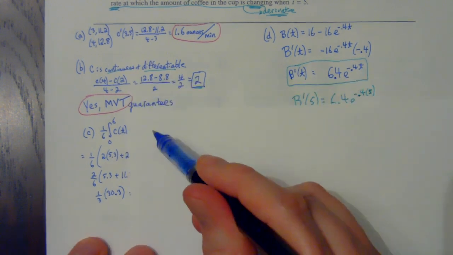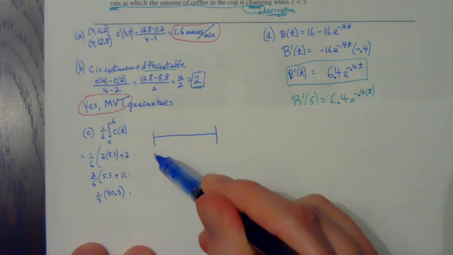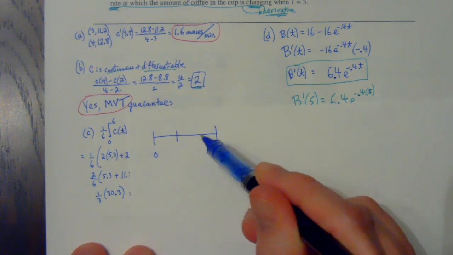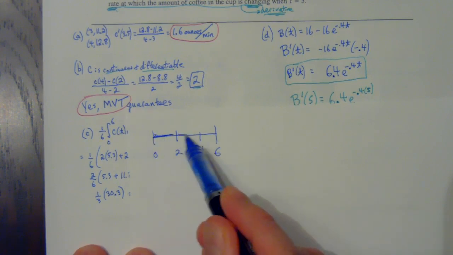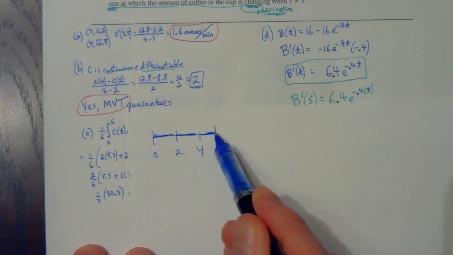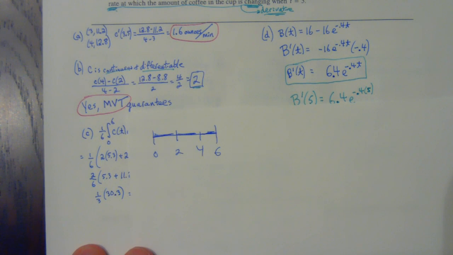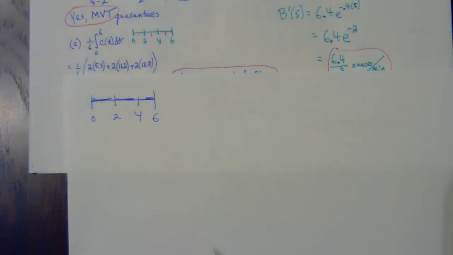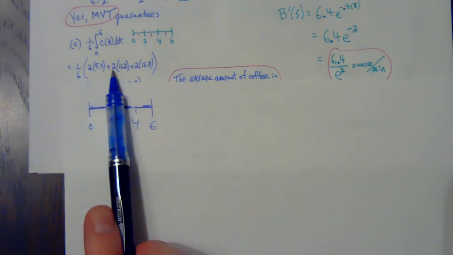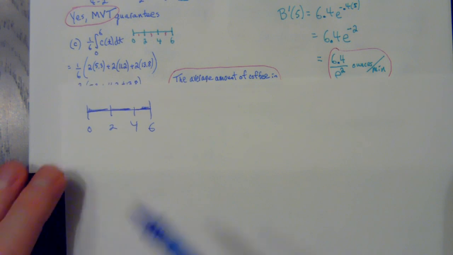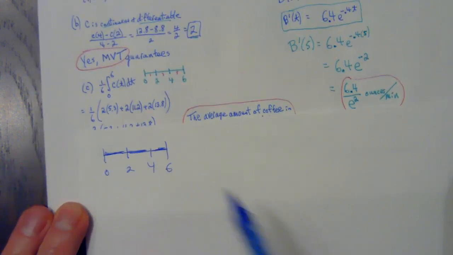You're supposed to go from 0 to 6, and it tells us 3 equal subintervals. So that means you're gonna go 0 to 2, 2 to 4, 4 to 6. Those are the bottoms of your rectangle. So the bottoms of your rectangles are each going to have a base of 2. That's why when I did the area of the rectangles, I got 2 times something, 2 times something, 2 times something, because that's the bottom of each one of those rectangles.